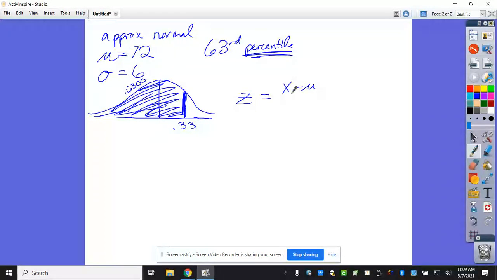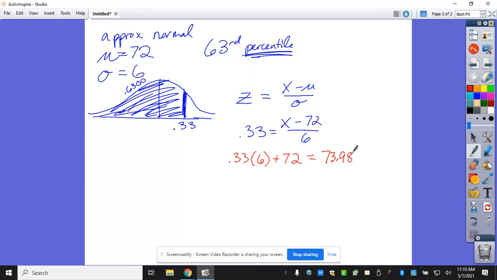So I'm going back to this equation. I know my z is 0.33. I'm finding my x. My mu is still 72. My sigma is 6. So now I'm just doing algebra. It ends up being 0.33 times 6 plus 72, which gives us the 0.33. It gets us like 73.98 or something.